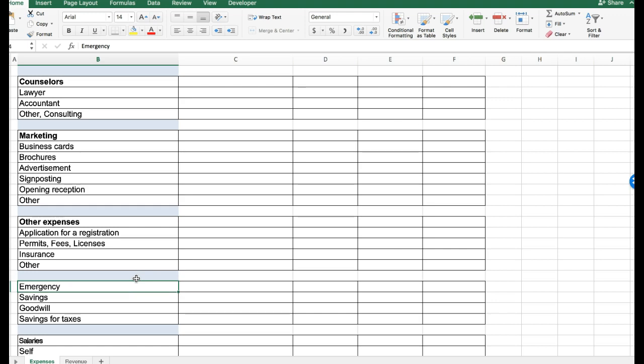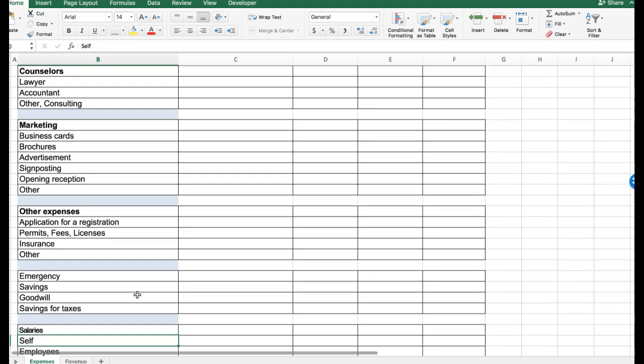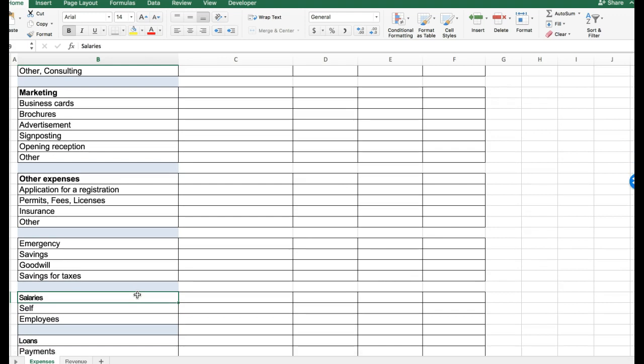So what we would like to have, on top of all the costs that we have, is also to develop an emergency fund. So when something happens in your business, you can use the money that you've accumulated there. So it will be a monthly expense. Same for savings. Savings you can use to grow your business to another level. And goodwill is you can give towards your community. Then savings for taxes. You have to save also for some income taxes or other taxes.